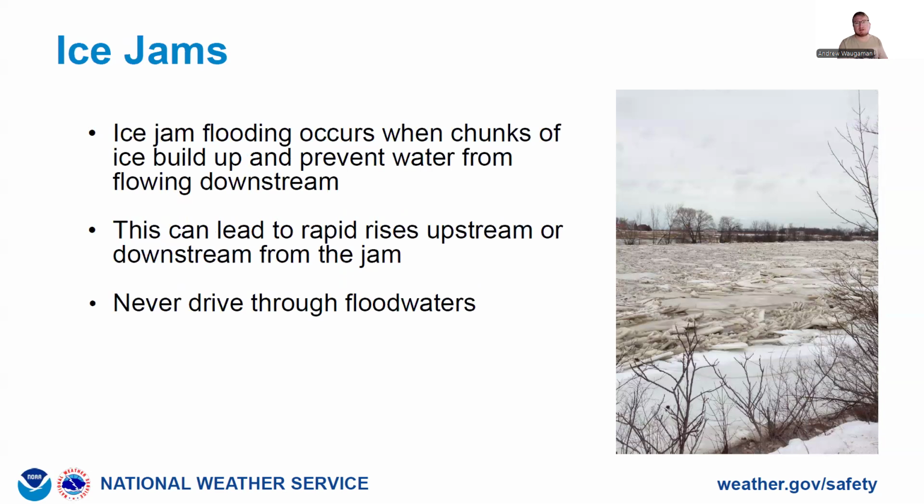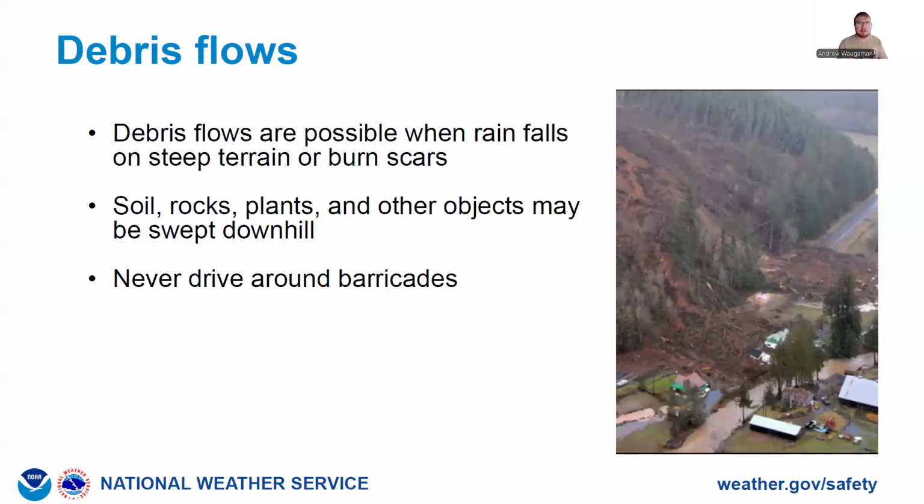Ice jams. Ice jam flooding occurs when chunks of ice build up and prevent water from flowing downstream. This can lead to rapid rises upstream or downstream from the ice jam, and that's how flooding occurs with ice jams. Never drive through floodwaters. Debris flows. Debris flows are possible when rain falls on steep terrain or burn scars. Soil, rocks, plants, and other objects may be swept downhill. Never drive around barricades.